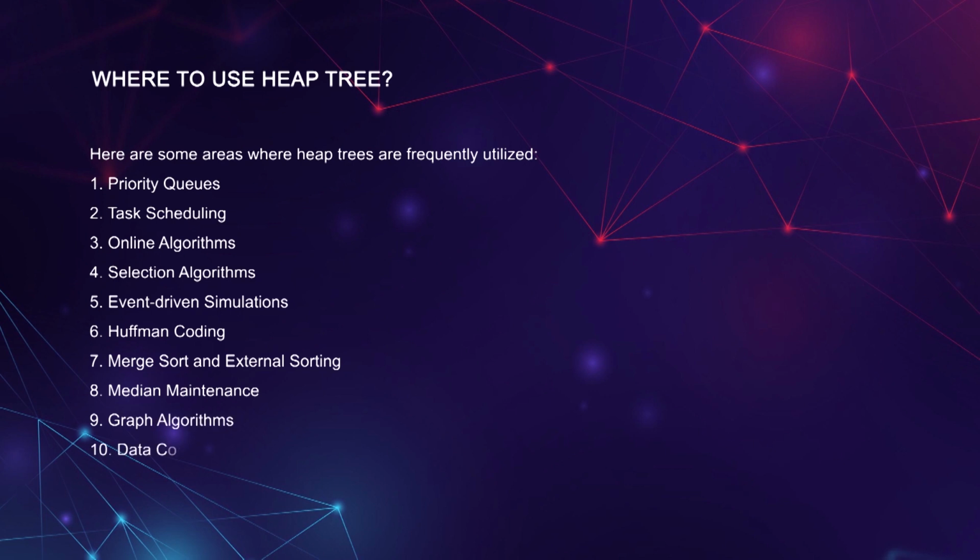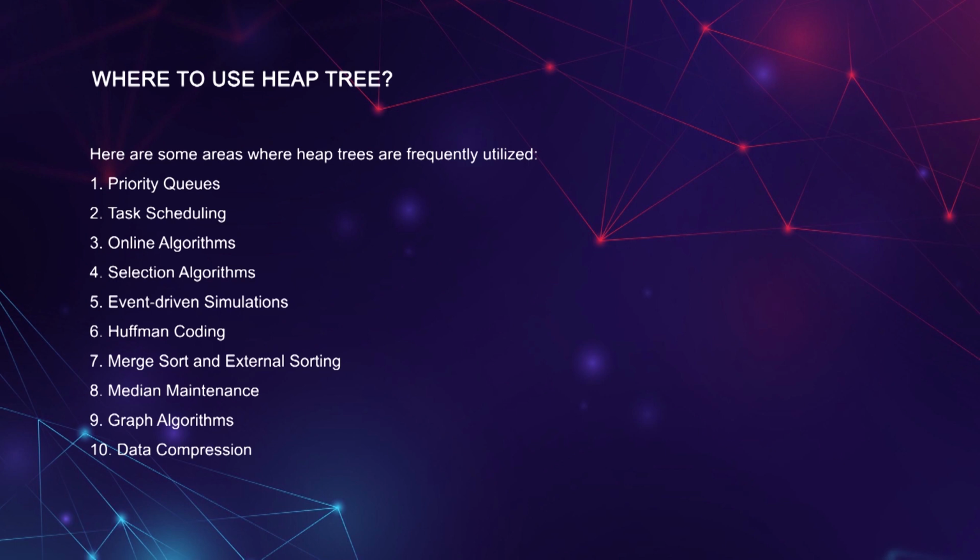A priority queue is a data structure where elements are stored based on their priority and can be efficiently removed in the order of their priority. Heap-based priority queues are widely used in algorithms like Dijkstra's shortest path algorithm, Prim's minimum spanning tree algorithm, and many more. The second area where we can use heaps is task scheduling.